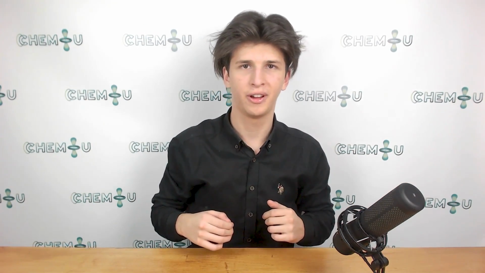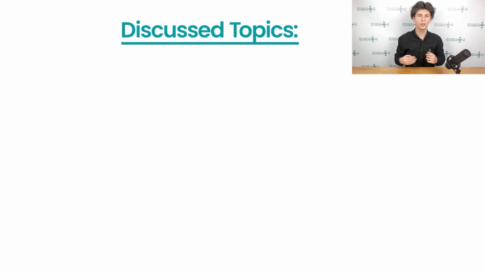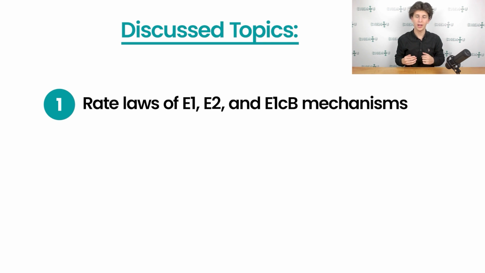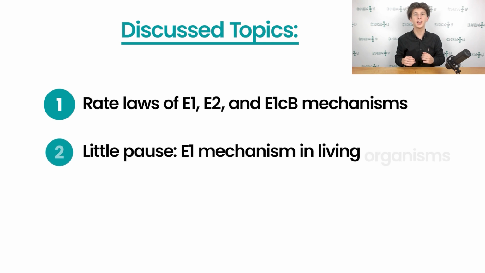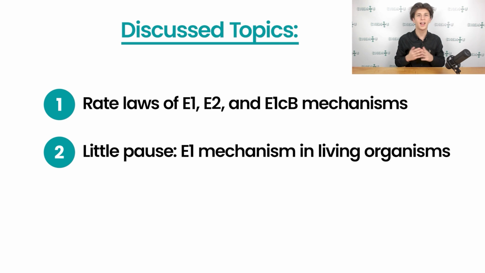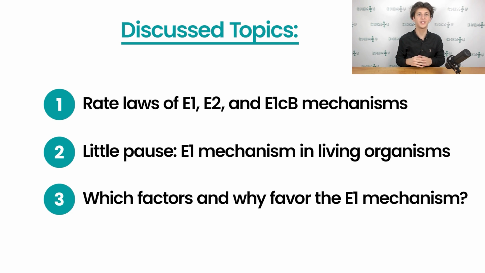That's it. Let's make a small recap of what we have learned. We have begun with a thorough discussion of the rate laws of E1, E2, and E1CB mechanisms and found out the corresponding rate determining steps using the formerly discussed energy profiles. Then we had a little pause and discussed the role of the E1 elimination mechanism in biochemistry. The last topic was quite large. We evaluated the influence of different factors such as carbocation stability, leaving group ability, the polarity of solvents, and base concentrations on the E1 mechanism.